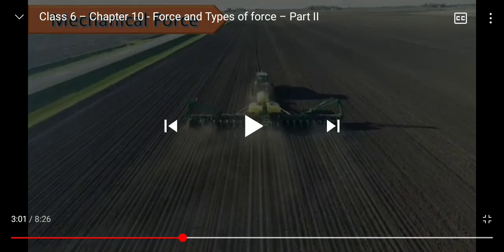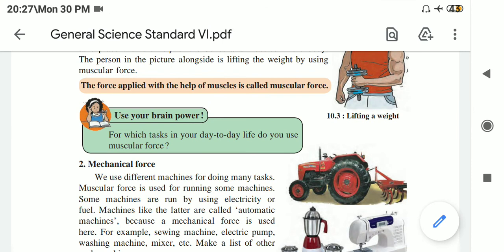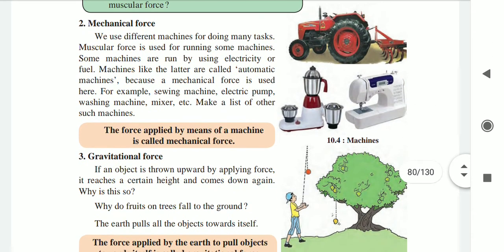Now let's see the mechanical force. Before that, see the definition and explanation of the mechanical force here. Mechanical force. We use different machines for doing many tasks. Muscular force is used for running some machines. Some machines are run by using electricity or fuel. Machines like the latter are called automatic machines because a mechanical force is used here. For example, sewing machine, electric pump, washing machine, mixer, etc. Make a list of other such machines.